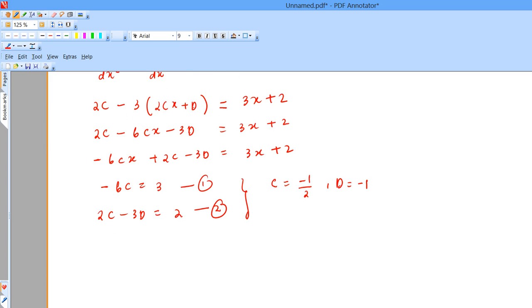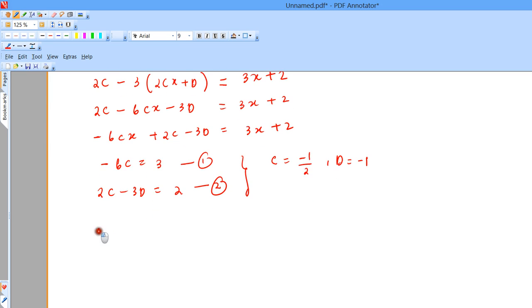So y p(x) equal to, based on what we defined earlier, y p(x) equal to cx squared plus dx. And then substitute, we get negative 1 over 2 x squared minus x.